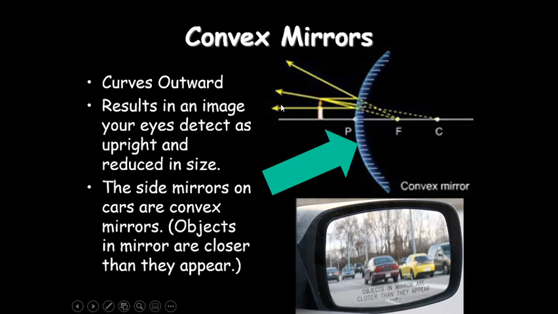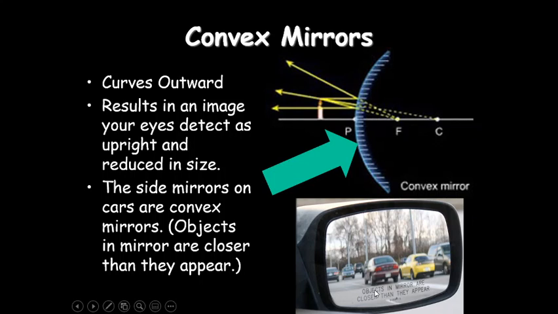Now let's go into convex mirrors. They curve outward. It results in an image your eyes detect as upright and reduced in size. So if you notice the mirrors that you have here on your car, they are actually convex mirrors. They're gonna make everything appear closer.